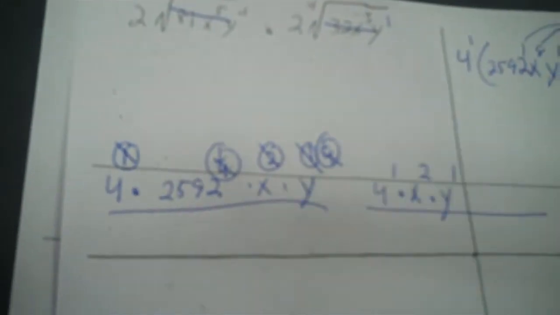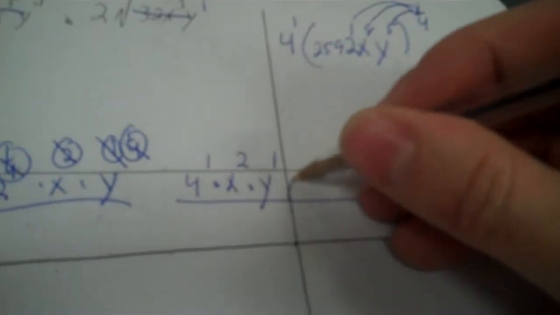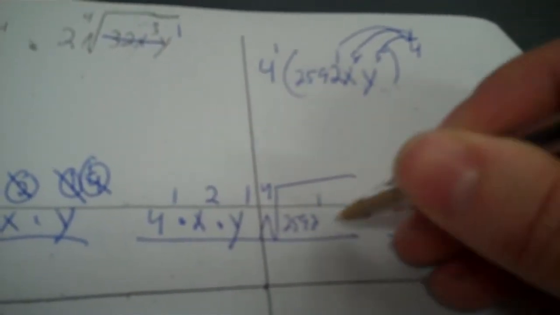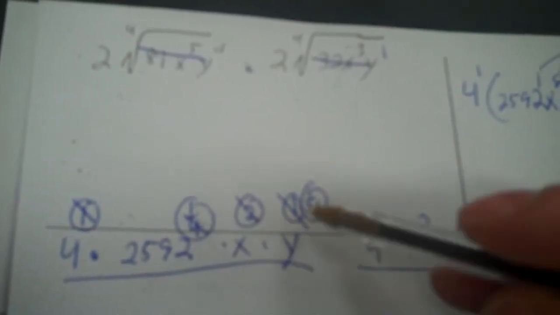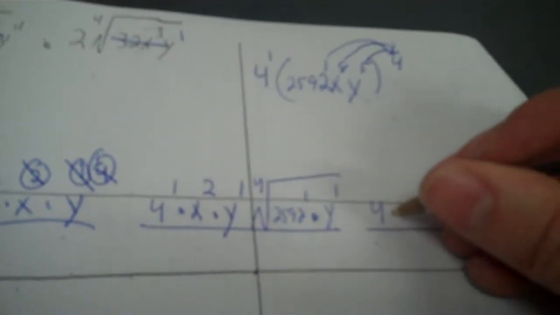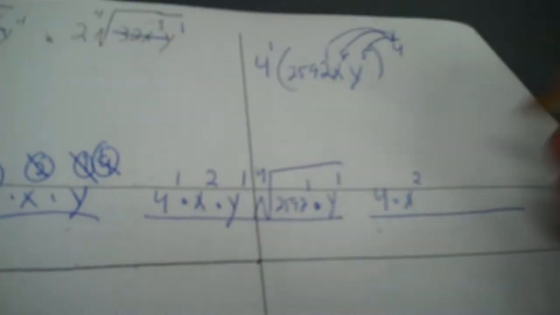Those can all be ditched then. Now these fractions, you cross out the bottoms, and I just crossed out the same number, so I make 1/4 root. And inside I put 2,592 to the first times y to the first, because the first is on top of the fraction. Now simplify the outside. 4 to the first is 4. X to the second can't be simplified. Y to the first is y.